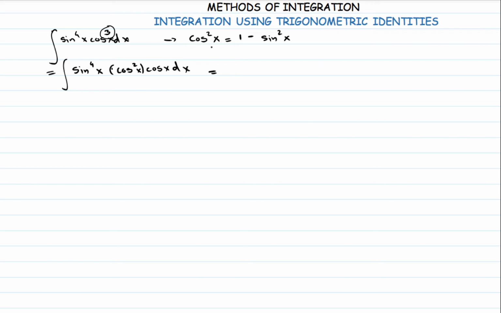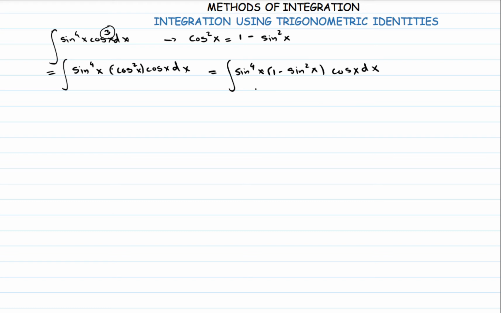Why did we do that? Because we want to replace this. So this is going to give us sine raised to 4 of x, and instead of this cos square of x, we are going to use its equivalent identity. It's going to be sine square of x into cos of x dx. Done. Great.